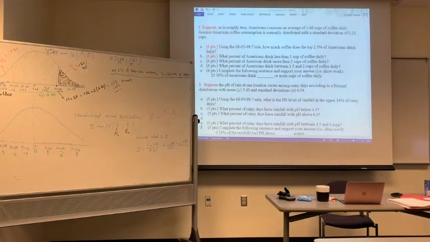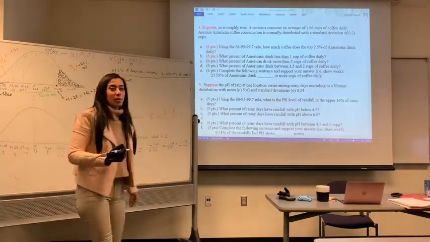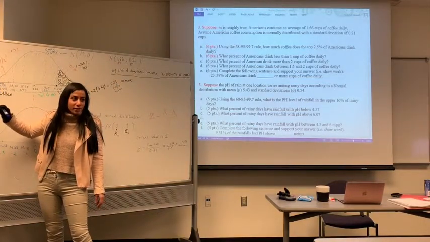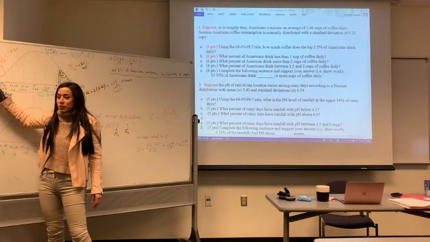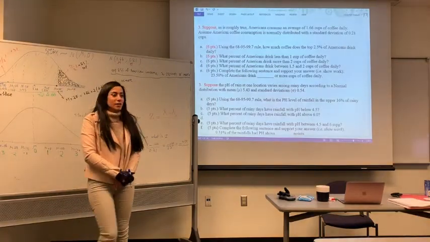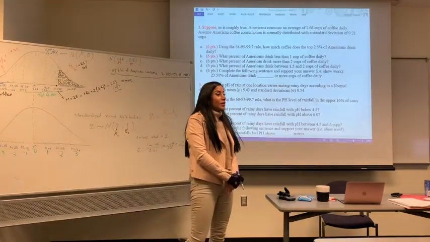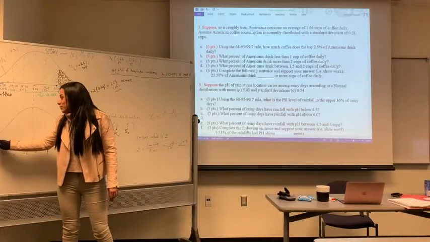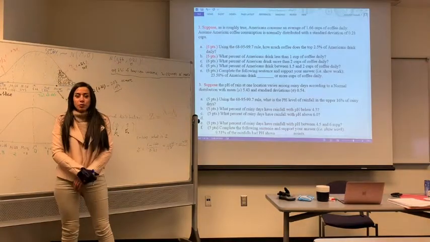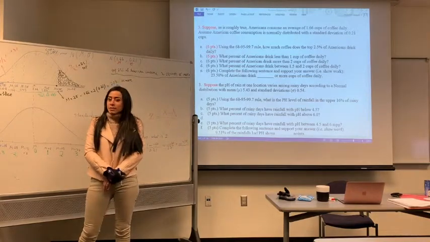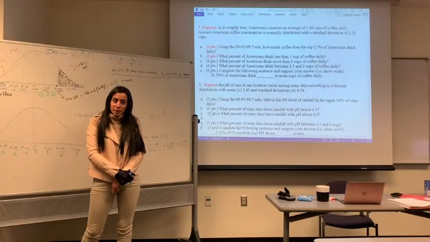So if I want to see what percent of Americans drink less than 1 cup of coffee, we know this area is less than 1 cup of coffee, correct? All the x-axis here shows less than 1 cup of coffee. The area shows the proportion of people who drink less than 1 cup of coffee. Do you understand this? So this area also shows me the proportion, or percent, of people who drink less than 1 cup of coffee, correct?